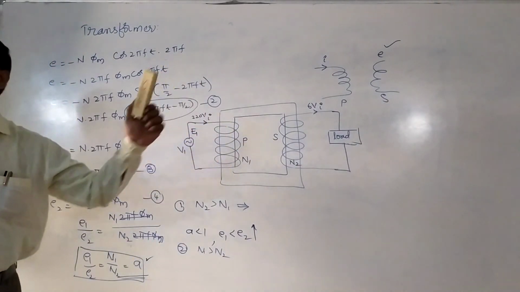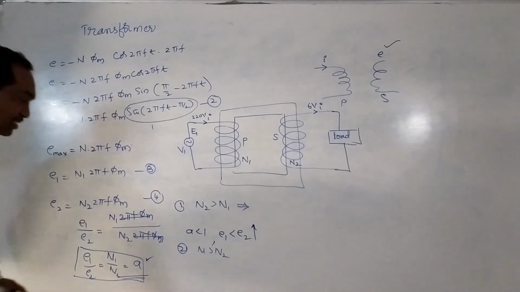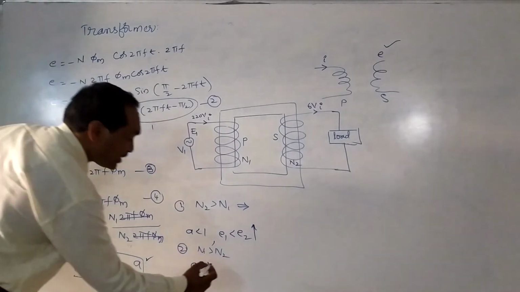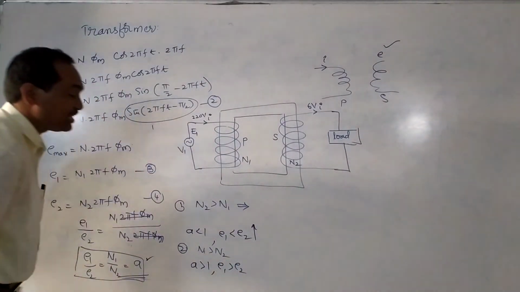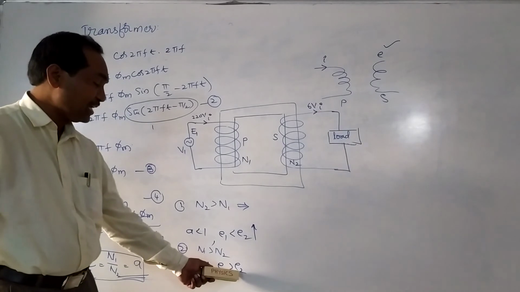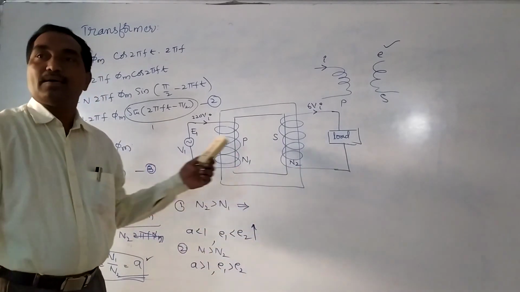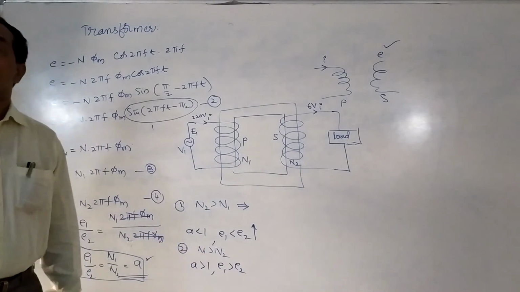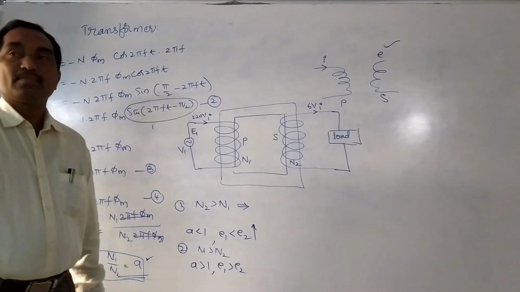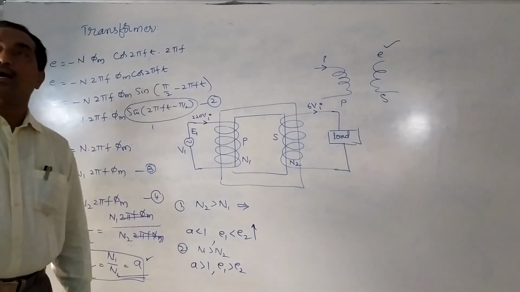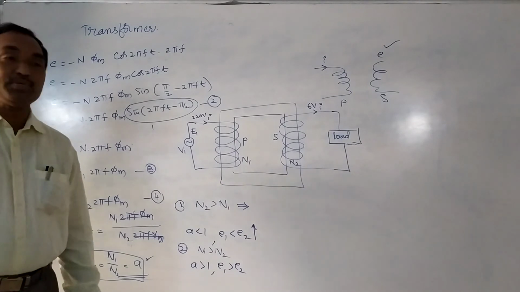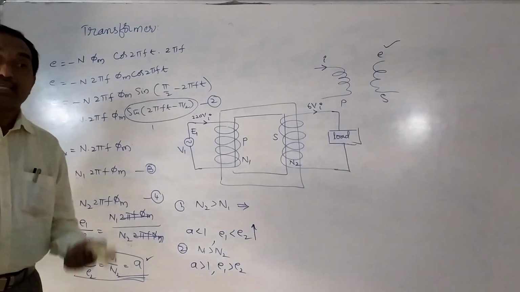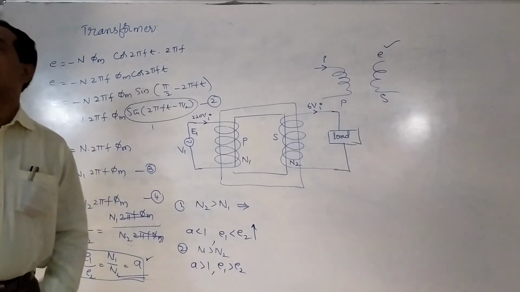And in the second case, if N1 is greater than N2, then what happens? N1 is more is nothing but A is greater than 1. It is nothing but E1 is greater than E2. It is nothing but the EMF or potential voltage of the secondary is less than the voltage of the primary. It is nothing but the voltage decreases, and this is the step down transformer. So in all our domestic purposes, we are using step down transformers. Not only here, at the substation also, we are using step down transformers to decrease the voltage.